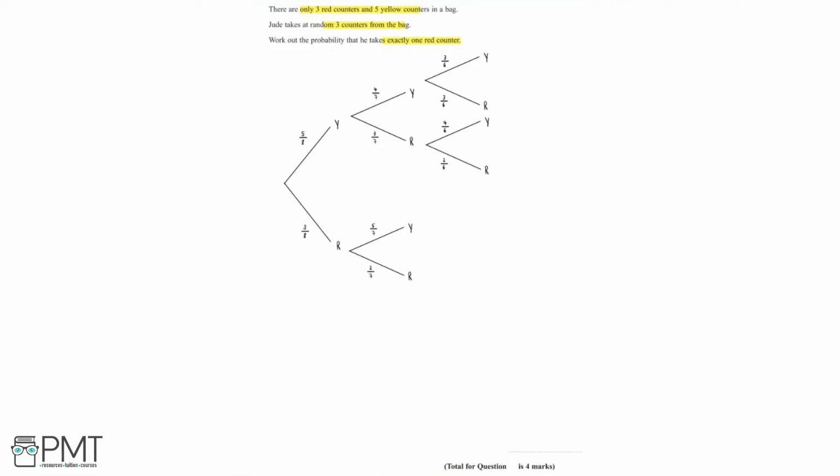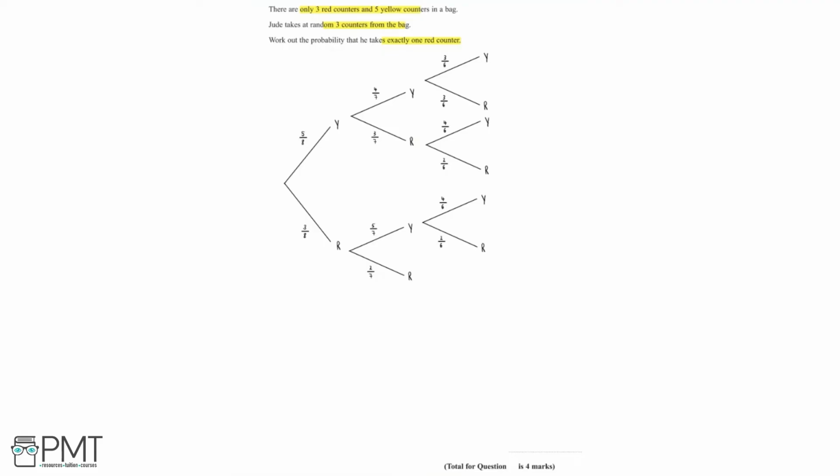Now let's consider what happens when we take a red on the first go and a yellow on the second go. If we've taken a red and then a yellow, that means 2 counters have already been taken from the bag, and so we'll have a total of 6. Now we've taken 1 red and 1 yellow. If 1 yellow was taken and we started with 5 yellow counters, that means the probability of taking a yellow on the third go would be equal to 4 out of 6. And if 1 red has been taken and we've started with 3 red counters, the probability of picking red on the third go would be equal to 2 out of 6.